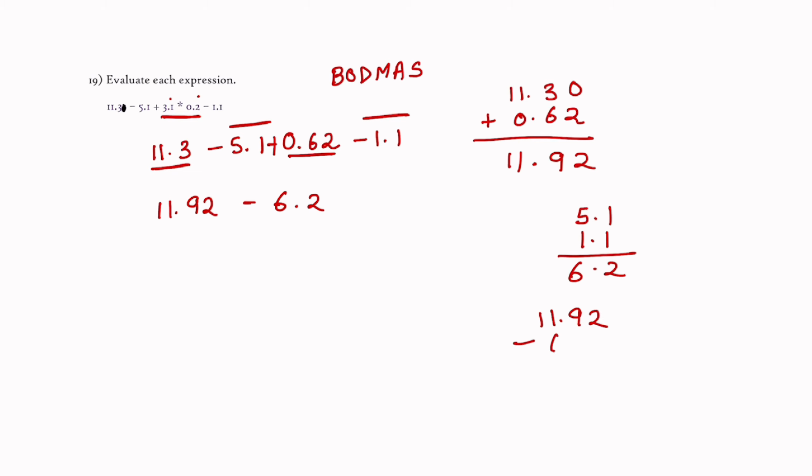11.92 minus 6.20, that's 2, 7 and 5. Answer is 5.72. Wasn't that simple? Very simple. Remember BODMAS and you apply it in sequence and you will reach your answer quickly.